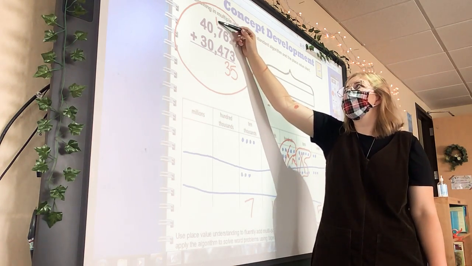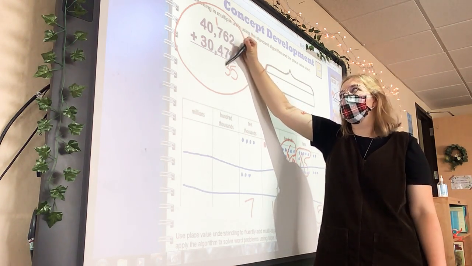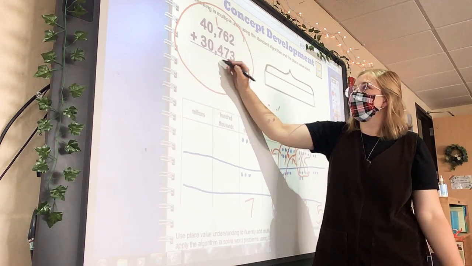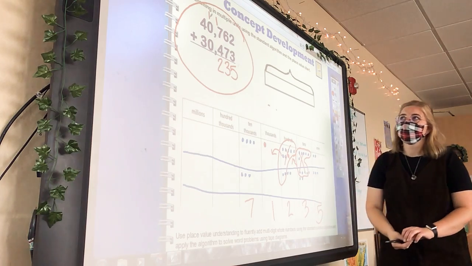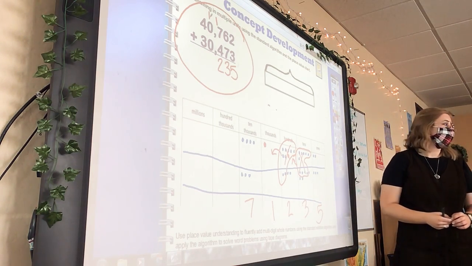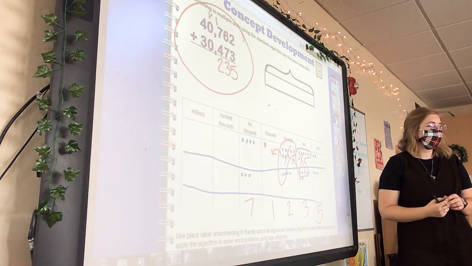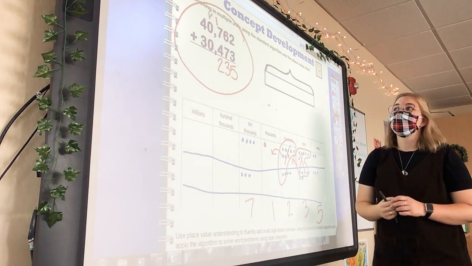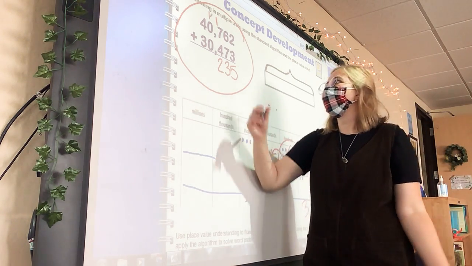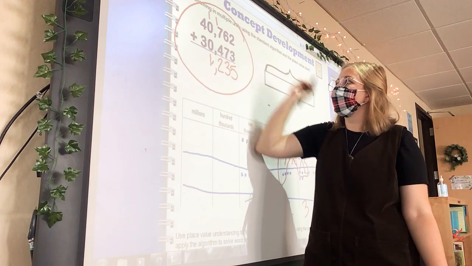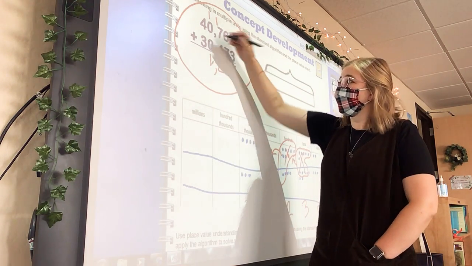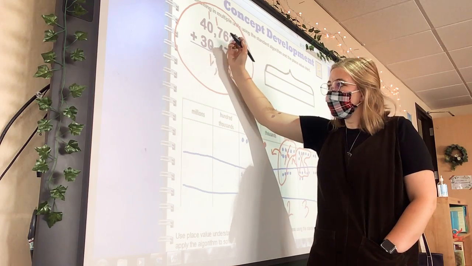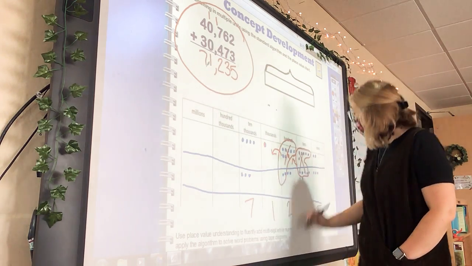700 plus 1 gives me 800. What's 8 plus 4? 12. Carry the 1 over. And then pause. You good so far? Okay. And then 1 plus 0 plus 0, go. 1. 4 plus 3, go. 7. Okay.